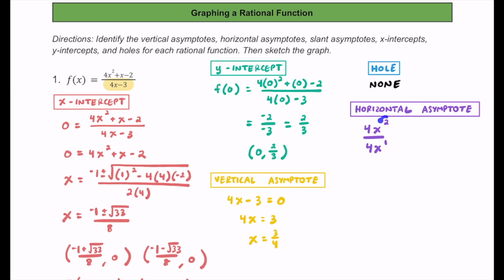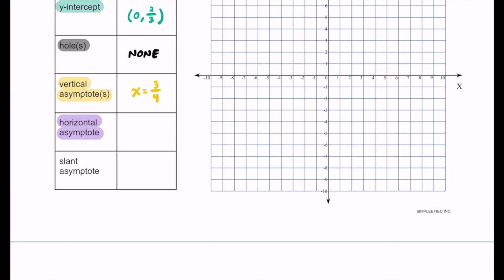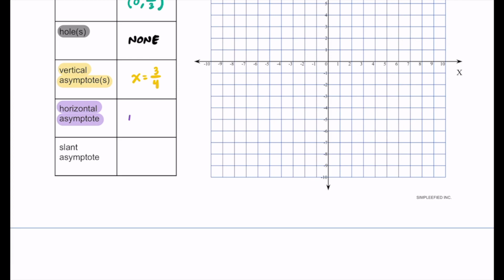This is where you want to remember to look at these degrees over here. If these were the same number, then you would just take the ratio of their leading coefficients. If the bottom number was bigger than the top number, then the horizontal asymptote is going to be at y equals 0 along the x-axis. But in this particular case, we can see that 2 is greater than 1, or the numerator's degree is greater than the denominator's degree, and that means we're not going to have a horizontal asymptote. So we're going to go ahead and say that there's none here. All right, but something interesting is going to happen in just a moment. But for the horizontal asymptote for this particular function, we're going to say that there's not going to be one.